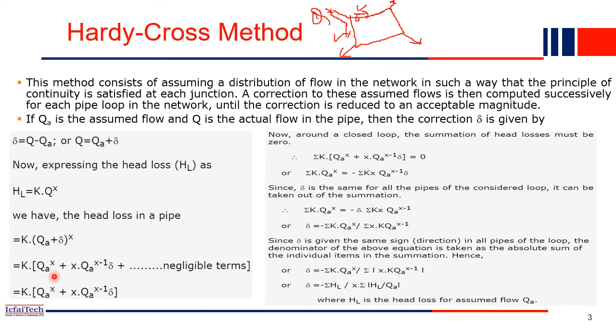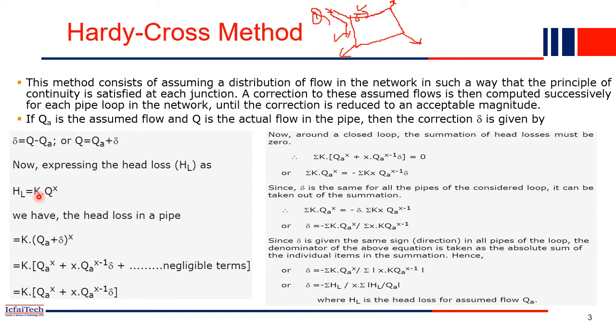So you have the Q_a to the power x plus x Q_a, that is basically your Taylor series expansion. So this is how the expansion is happening. We can ignore the higher order terms, and this is our final term. We can consider the first two only. So K into Q_a to the power x plus x into K Q_a to the power x minus a into delta. This is our expression, which is head loss, HL.